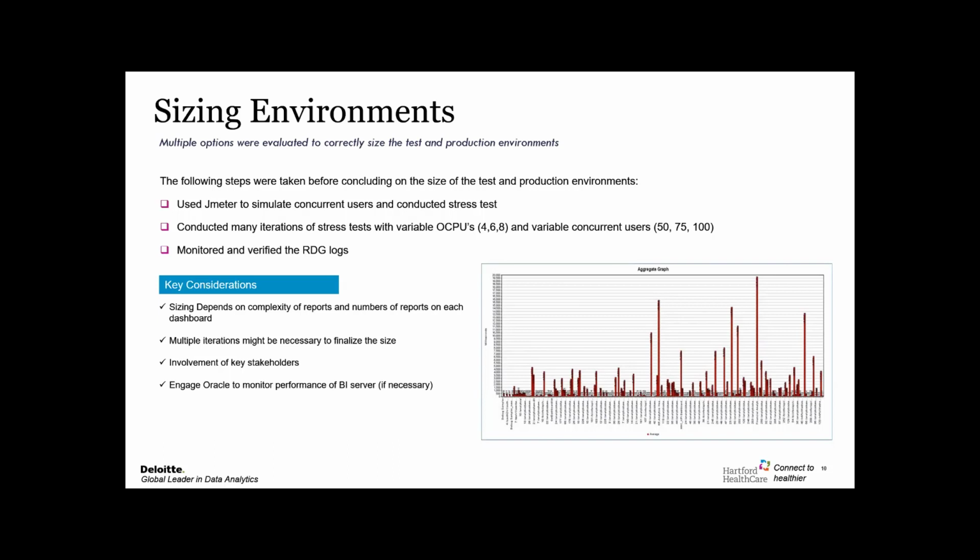All we can do is a number of stress tests from the machine perspective, but it is also important to involve key stakeholders from business and other areas to see how it actually feels when a user runs the report in the backend while we are simulating the stress test. We learned a lot from involving the stakeholders early in those stress tests. And like I said, you can engage Oracle to monitor performance of BA servers if necessary. We found it very useful, and Oracle was very cooperative on this as well.